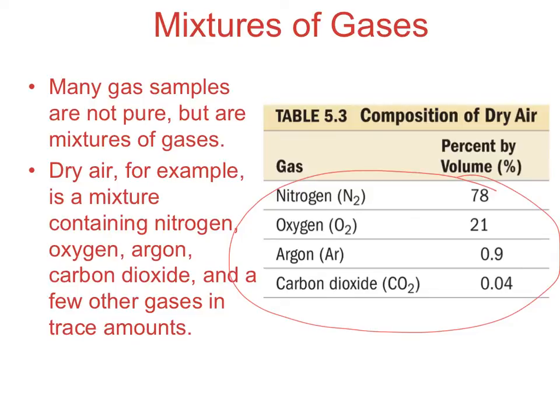So gases, most of the time, occur in mixtures rather than as pure substances. And gases always mix in a homogeneous fashion. So a mixture of gases will always be a solution. Air is obviously a very common example of a gas mixture. So because of that, we have some laws to follow when dealing with mixtures of gases and trying to find the individual properties of each.